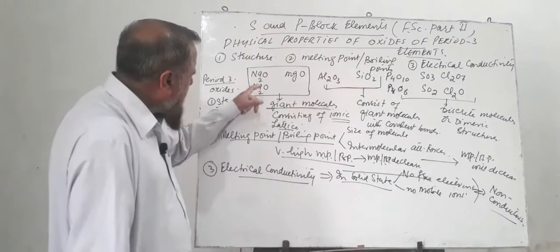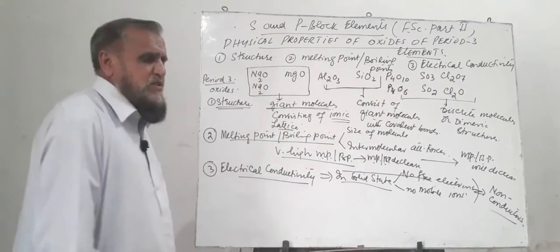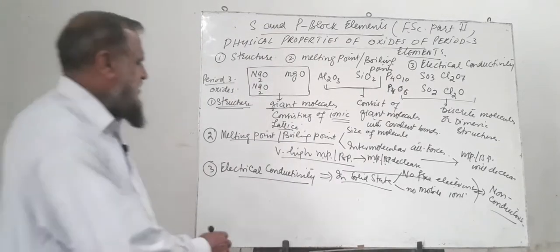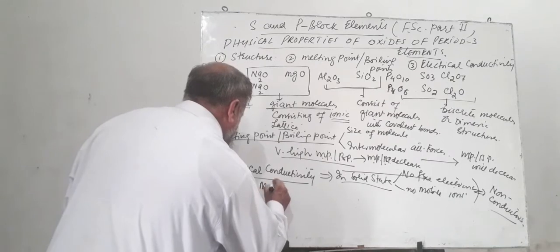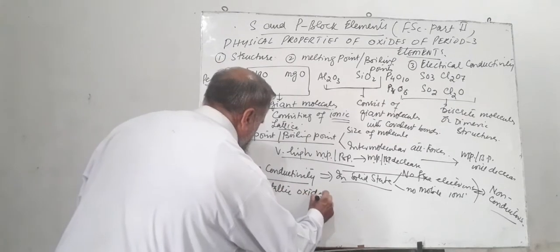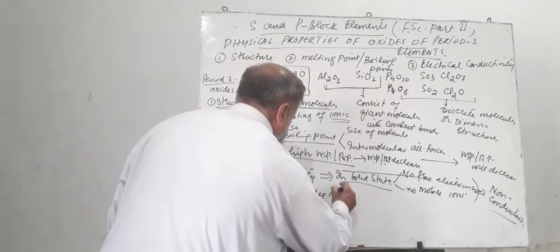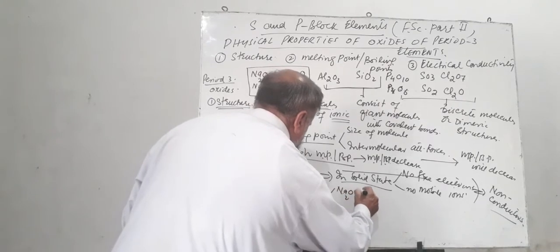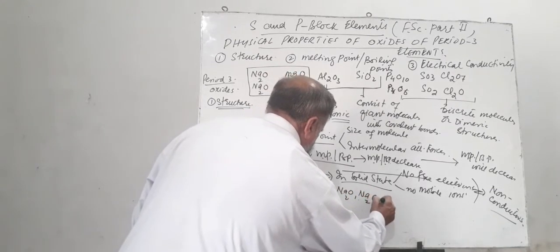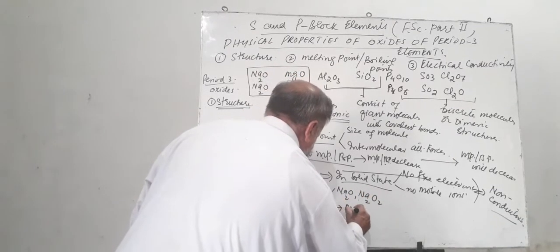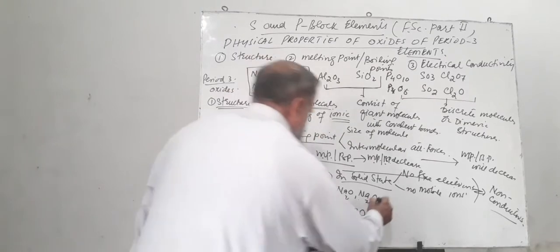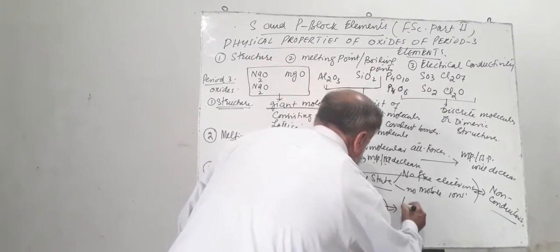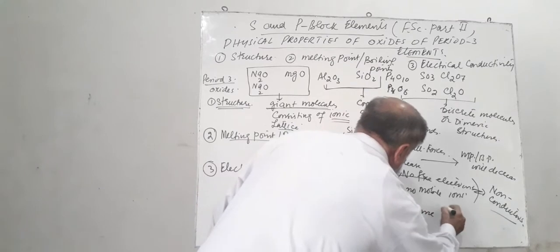However, the metallic oxides such as sodium oxide and magnesium oxide, the metallic oxides consisting of ionic lattices, like sodium oxide and sodium peroxide, and magnesium oxide, become conductors in molten state.